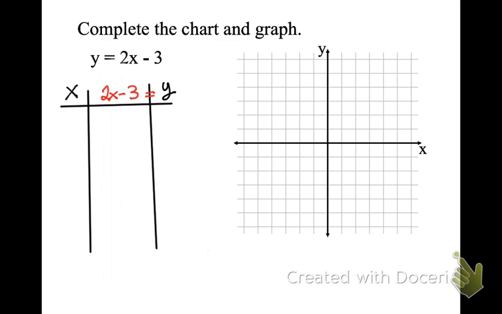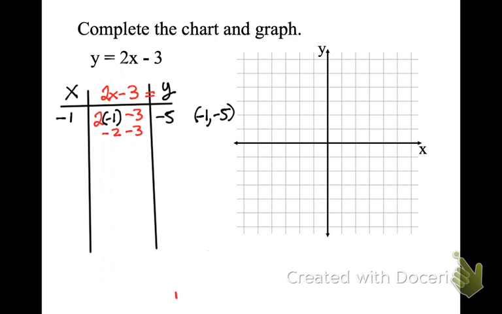So I'm going to start with negative 1. So I've got my 2, I've got a place to put my negative 1, and then I have minus 3. And what is 2 times negative 1? Negative 2. Negative 2 minus 3, what does that equal? Negative 5. So what's the ordered pair? Negative 1, negative 5. Now, you don't have to keep rewriting this ordered pair. Once you make your table, if you know to graph that X and Y, I wouldn't spend the time to write the ordered pair because it's implied when it's in the table.